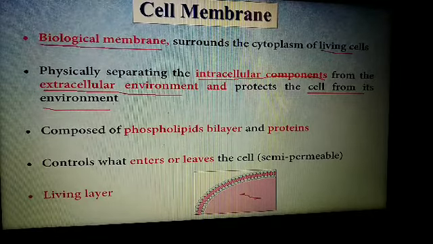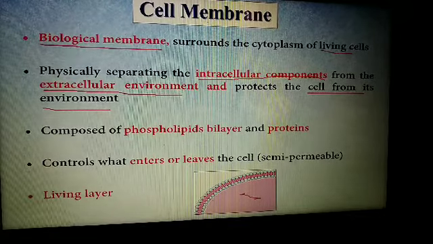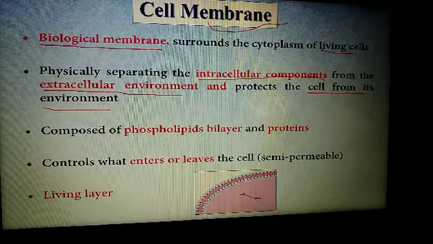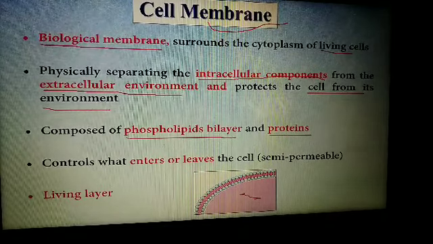So if there is any harsh condition, any unfavorable condition, or any damage, the cell membrane protects the cells from the outside environment. If we want to see the main composition of cell membrane, it has two main components, that is phospholipid bilayer and the other is proteins. We will discuss in detail about these components in the later slides.